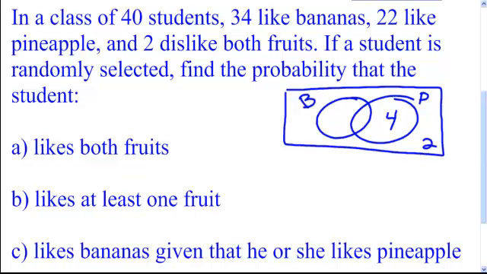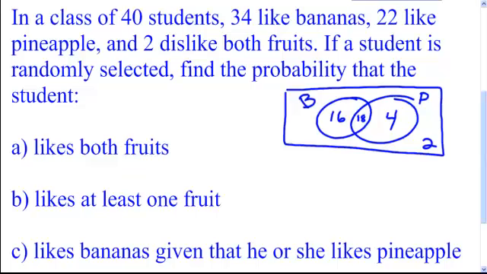If that's the case, then I have to look the other direction as well. 22 of them like pineapple. Well, I've already said 4 of them like only pineapple. So the rest of them must like both, which makes 18 of them like both, which in turn means that those who like only bananas are 16. So you have to think a little bit ahead, figuring out what part goes in which part of the Venn diagram. But once you have this, you can then find the probabilities.